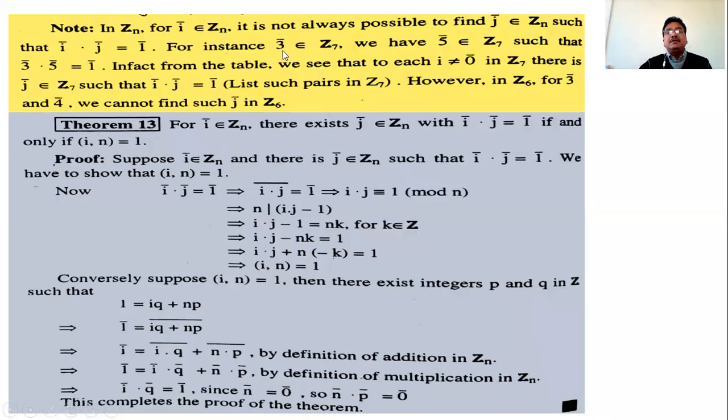For instance, if we take 3 bar in Z7, then we have 5 bar in Z7 such that 3 bar into 5 bar is what? 3 bar into 5 bar is 15 bar. And in Z7, 15 bar is what?